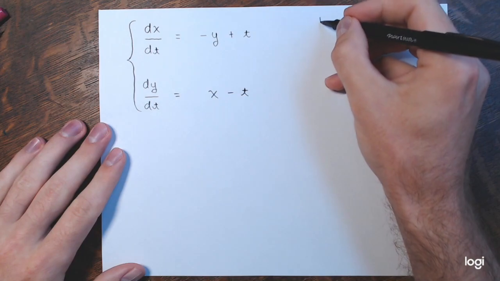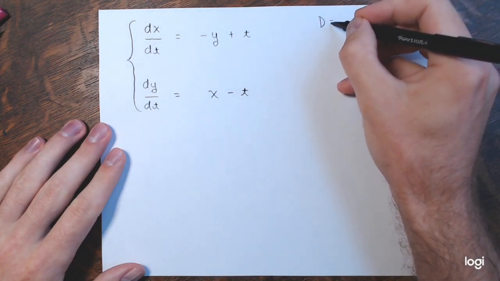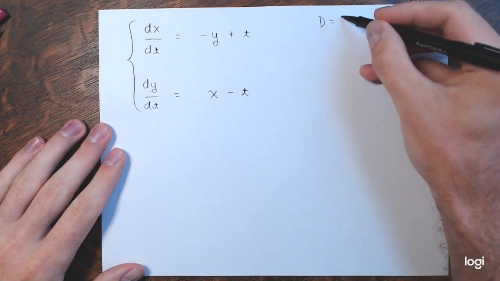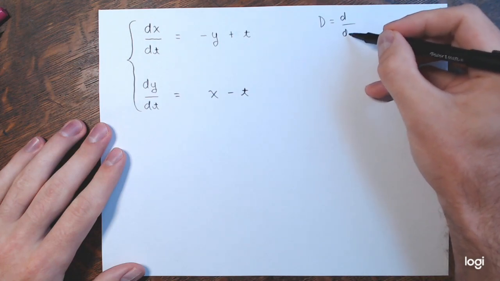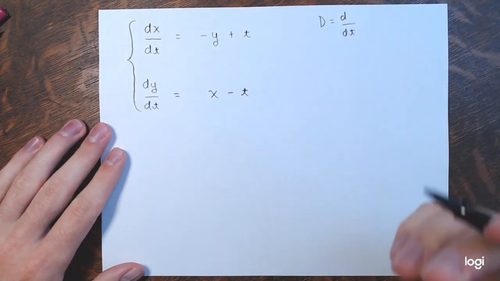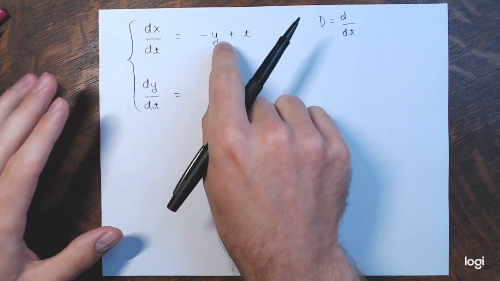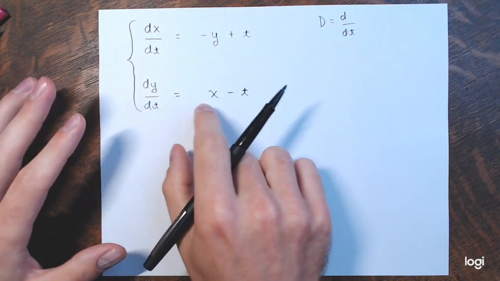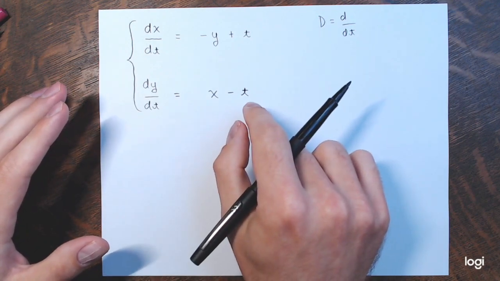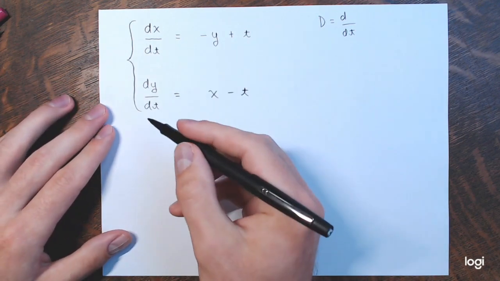Now don't forget, remember, D is a differential operator. It represents the derivative with respect to t. Usually t could be representing time. And then I'll take all the dependent variables to one side and keep the independent variable terms with t on the other.